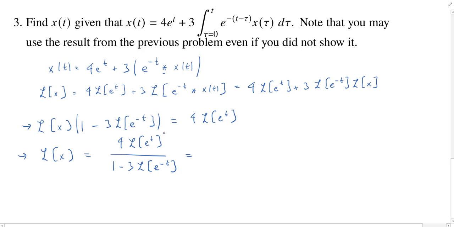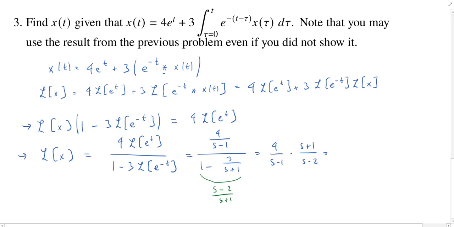Let's see, so Laplace of e to the t is going to be 1 over s minus 1. So put a 4 on top, and then we're going to divide by 1 minus 3 over s plus 1. Right? Again, the Laplace of e to the negative t will be 1 over s plus 1. All right, let's do a little bit of algebra. On the bottom here, we're going to get s minus 2 over s plus 1. Okay, just find a common denominator, s plus 1 over s plus 1, and then subtract. All right, so this means we get 4 over s minus 1 times s plus 1 over s minus 2.